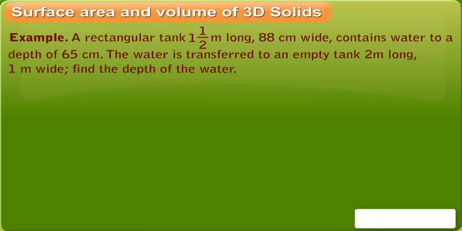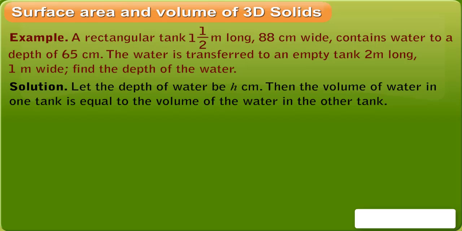Let's take the next example. A rectangular tank 1.5 meter long, 88 centimeter wide, contains water to a depth of 65 centimeter. The water is transferred to an empty tank 2 meter long, 1 meter wide. Find the depth of the water. Let's solve this. Let the depth of the water be H centimeter. Then the volume of water in one tank is equal to the volume of the water in the other tank.